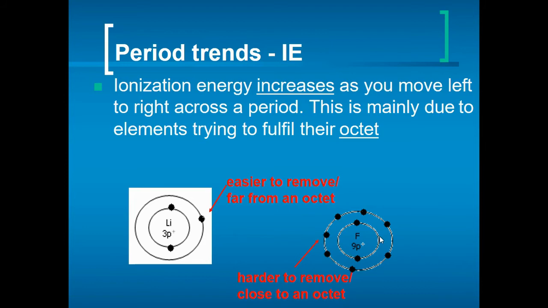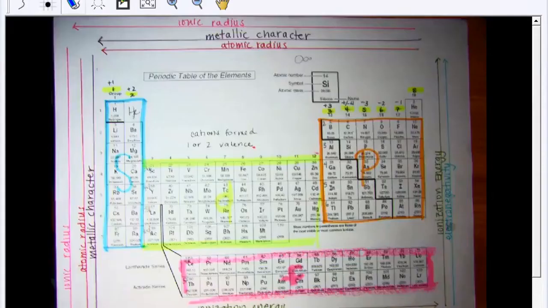So lithium versus fluorine, same number of energy levels, but it's going to be a lot easier to remove that lithium electron than it will be that fluorine electron, because lithium wants to get rid of an electron to become like helium, as opposed to fluorine, which wants to gain an electron. So we're going to label our periodic table now.